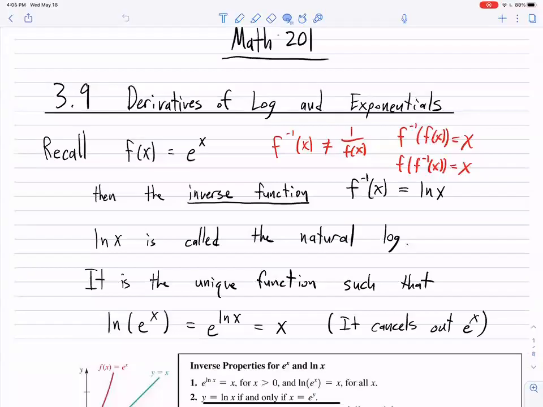Hello, Math 201. Welcome back. We're going to be continuing our grind and figuring out derivatives. And we're in section 3.9, derivatives of log and exponentials.